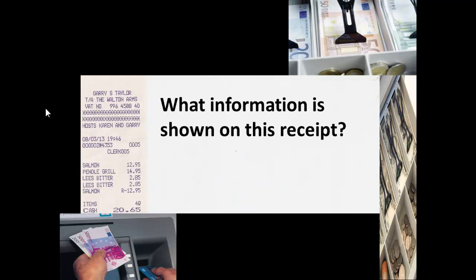Here's another receipt. This one doesn't show quite as much information. It does show who it's from, it doesn't show who it was to, and it indicates it was a cash sale, and it indicates the detail of the meal, it indicates the date and the time as well.